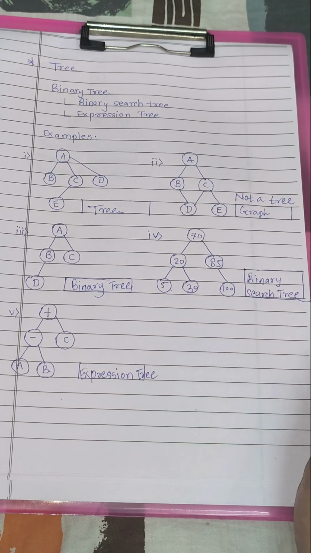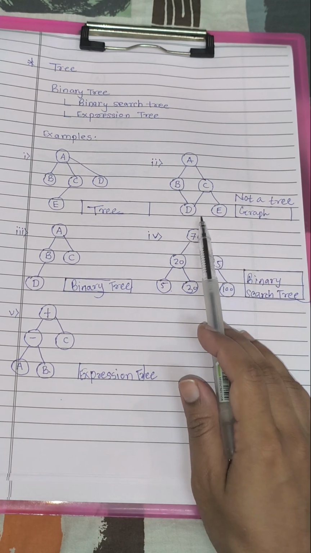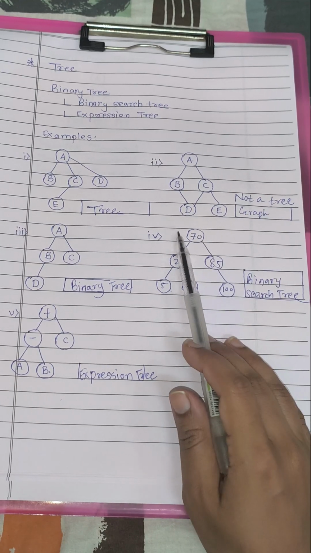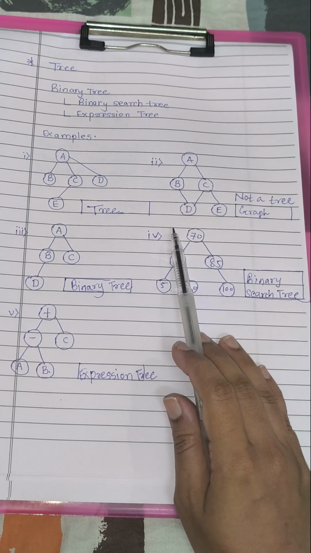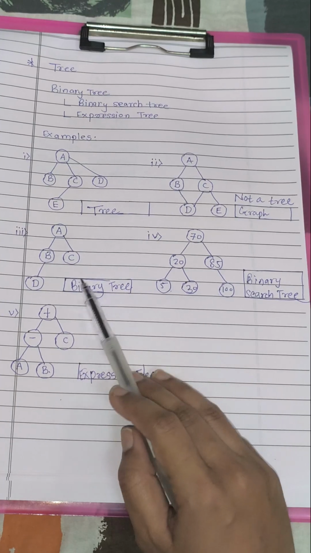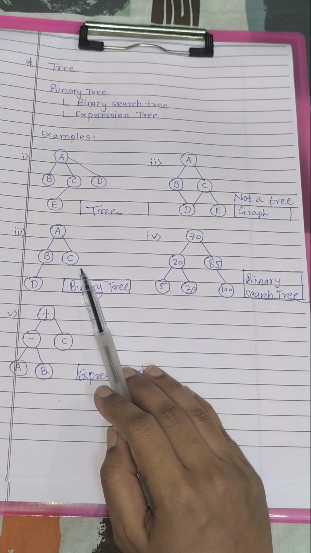I hope all these types are clear to you and I hope you have understood why the second example is not a tree structure. Now, once we have got this clarity, we will move to the traversing techniques, how we can traverse a binary tree structure. So let's move to that.